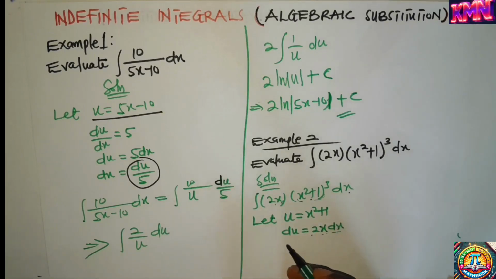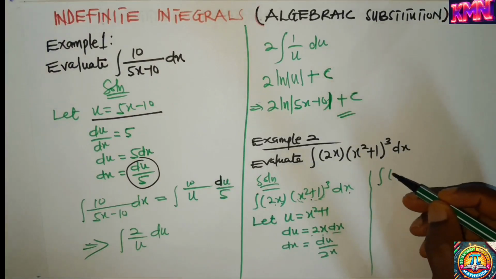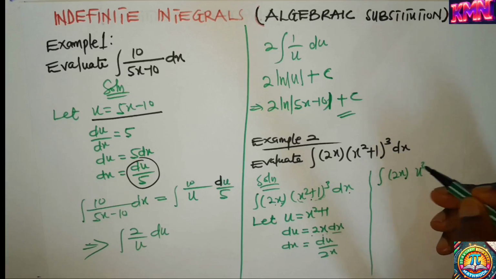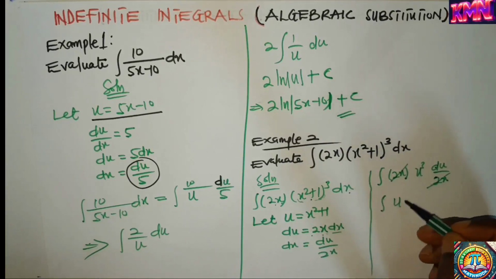Make dx the subject. So our dx now becomes du on 2x. Why are we doing so? Because we know that this 2x will cancel this 2x. That's why we chose this as our u, but not this. You also need to apply maths in whatever you choose. So rewriting the integral, we will get the integral of 2x times u cubed. Now our dx is du on 2x, of which this cancels this. We now have u cubed du.